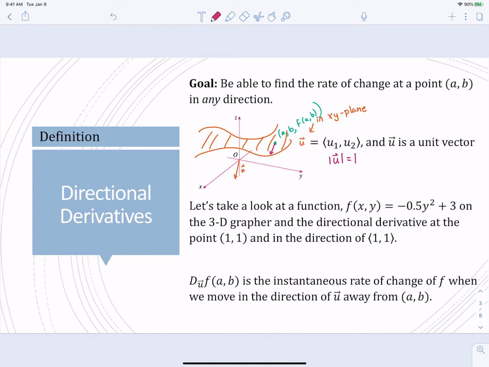Okay. So what we found here is a directional derivative. So this guy right here, this is our directional derivative of our function f at (a, b). So this is telling us the instantaneous rate of change of that function when we move in the direction of our vector u away from our point. So we're going in the direction that u points away from our point.